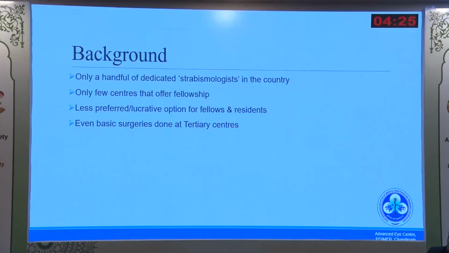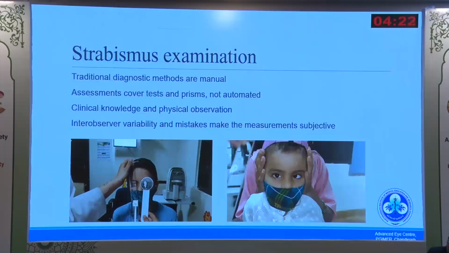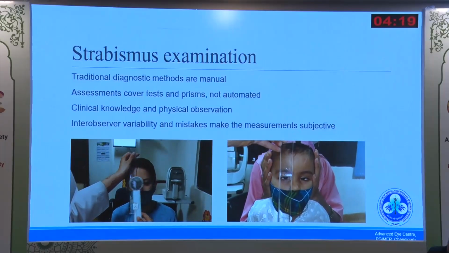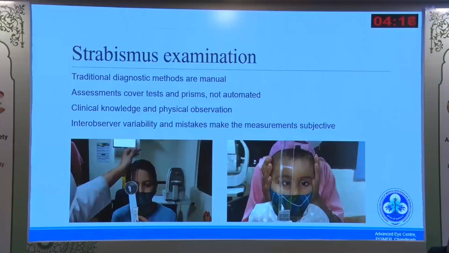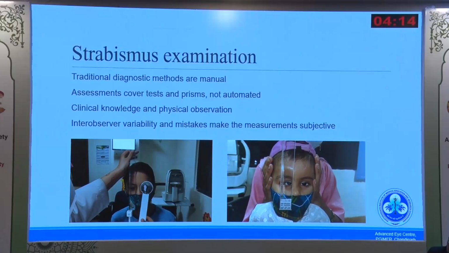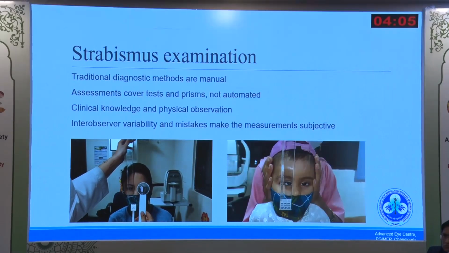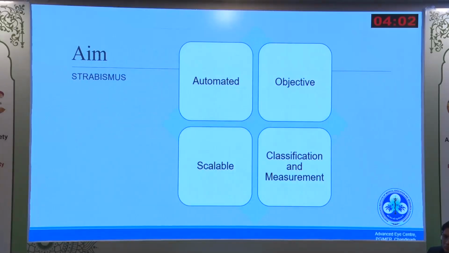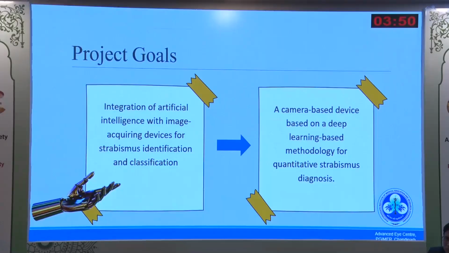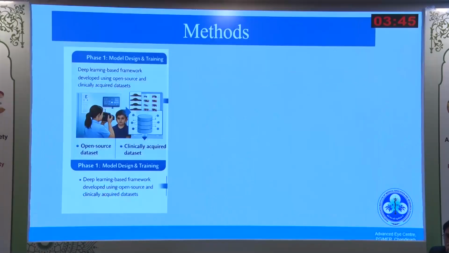Even basic strabismus surgeries are done at tertiary care centers, because all our methods are based on reflex tests, cover tests and prisms, which are mathematical, and we do add a lot by clinical knowledge and observation, but these tests are all subject to inter-observer variability, making our measurements very subjective, and I think that is why we do not like to pursue it, perhaps. So we wanted to devise an automated, scalable, repeatable methodology which could tell us the classification of strabismus and then probably measure it. So we used artificial intelligence integrated into a camera-based device for the quantitative diagnosis of strabismus, which can be used by a general ophthalmologist also.